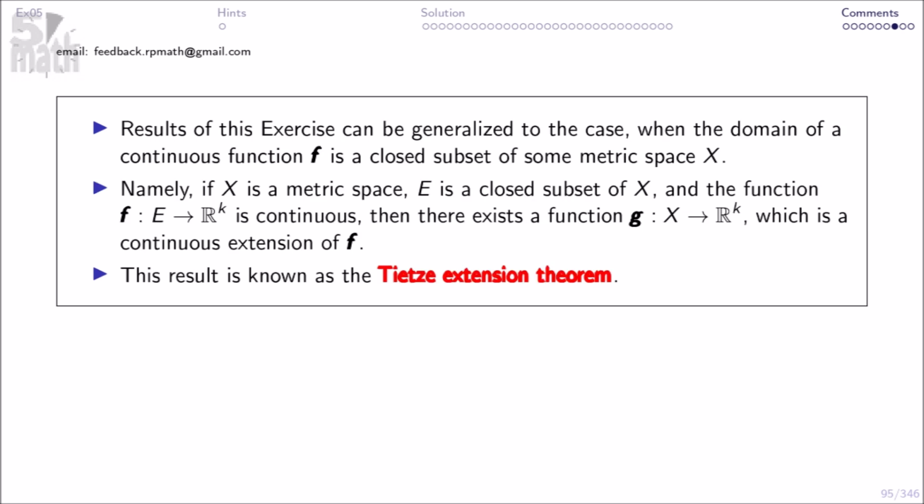Results of this exercise can be generalized to the case when the domain of a continuous function f is a closed subset of some metric space x. Namely, if x is a metric space, E is a closed subset of x, and the function f is continuous, then there exists a function g, which is a continuous extension of f. This result is known as the Tietze extension theorem.